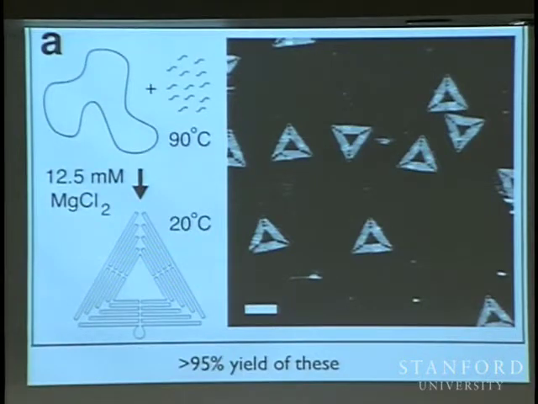Yeah? Seems like these structures sort of want to be two-dimensional. I would think that they would often be third dimensional.